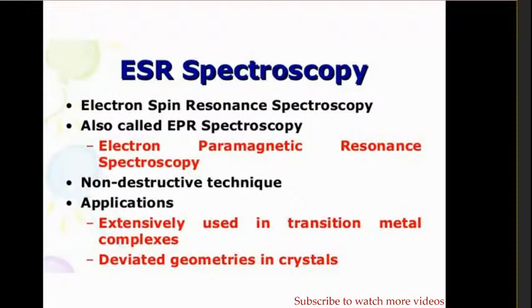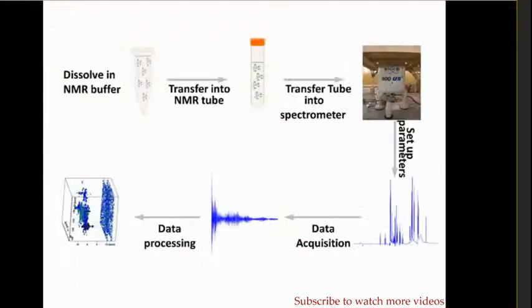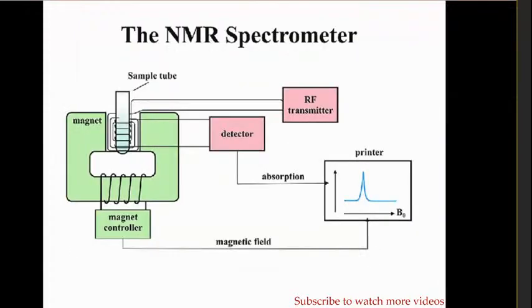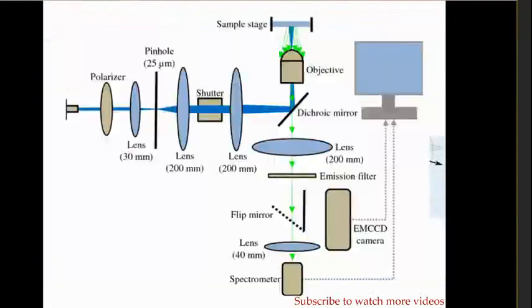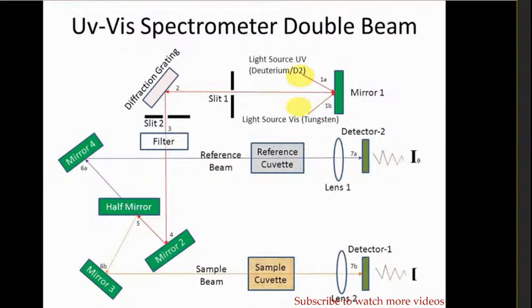Then electron spin resonance spectroscopy. Electron spin resonance spectroscopy is a very important thing, based on electron transfer. We are doing this experiment. It helps to understand the transition metal complex. Previously, we discussed the protein. NMR helps with the compound and the protein. Spectroscopy, also dichroism, helps to understand the protein structure. Then this spectroscopy helps to understand the compounds.